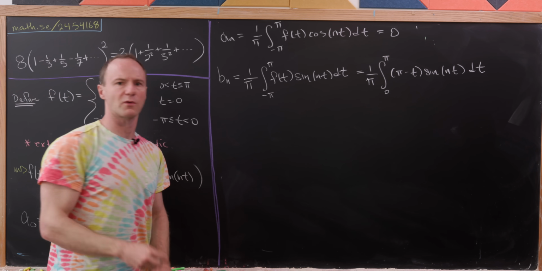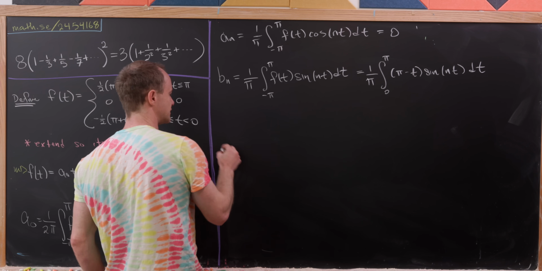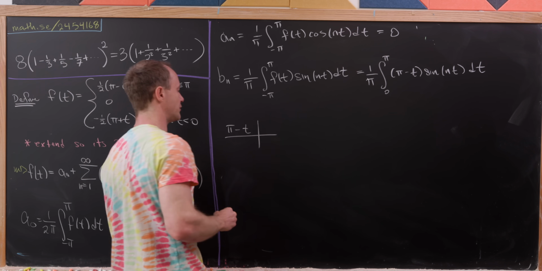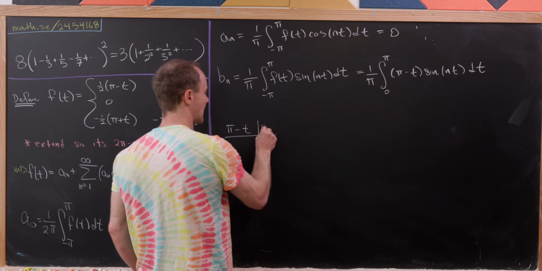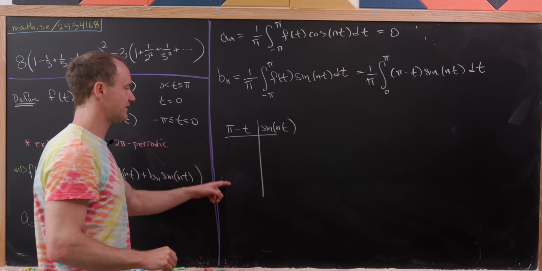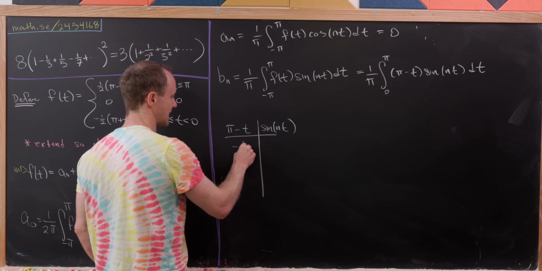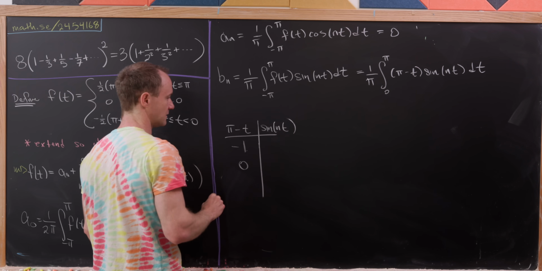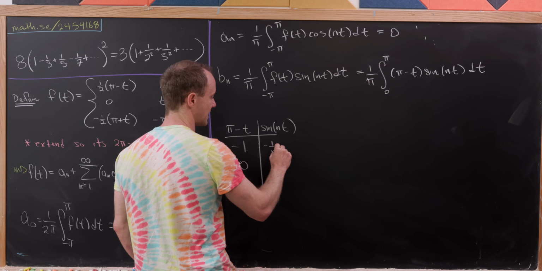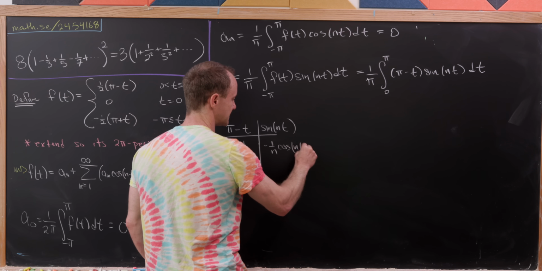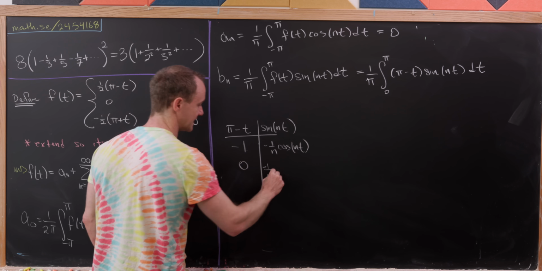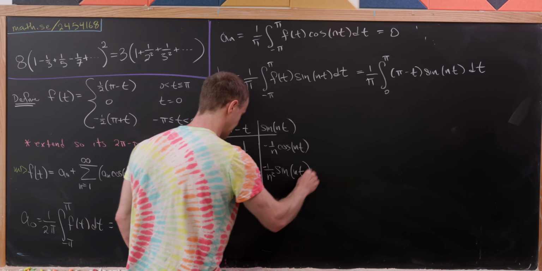And now we can perform a round of integration by parts on this. It shouldn't be too bad. So let's do it in the tabular method. So let's see, we've got our polynomial term here, pi minus t, and then our transcendental term here, this sine nt. We'll take derivatives down this column, so that'll give us minus 1 and then 0. We'll take antiderivatives here, so that's going to give us minus 1 over n times the cosine of nt. And then let's see, 1 over n squared times the sine of nt.